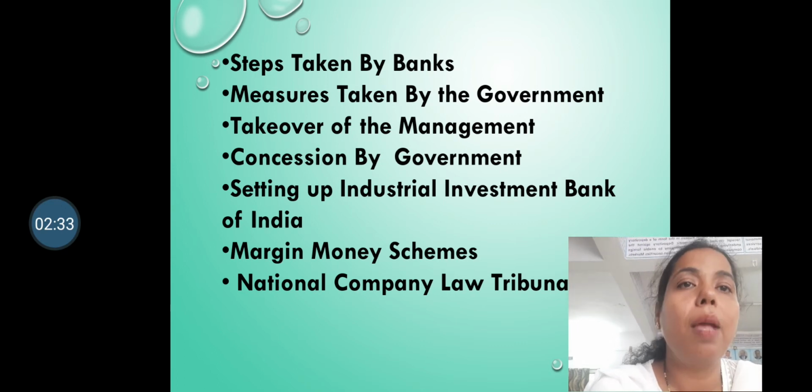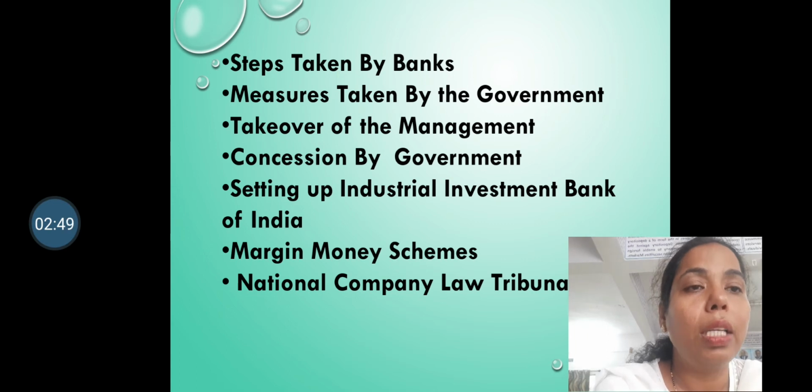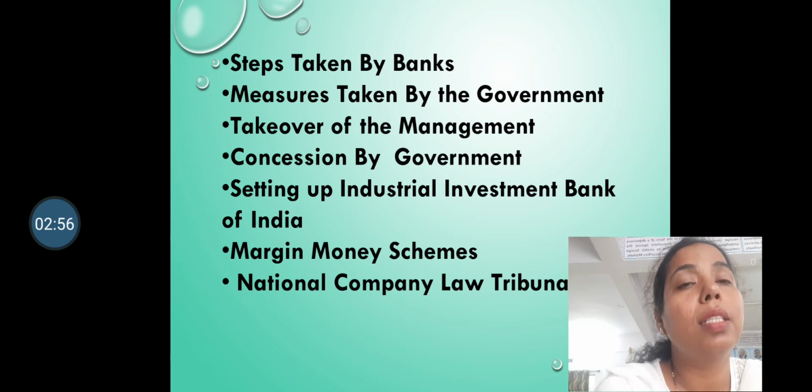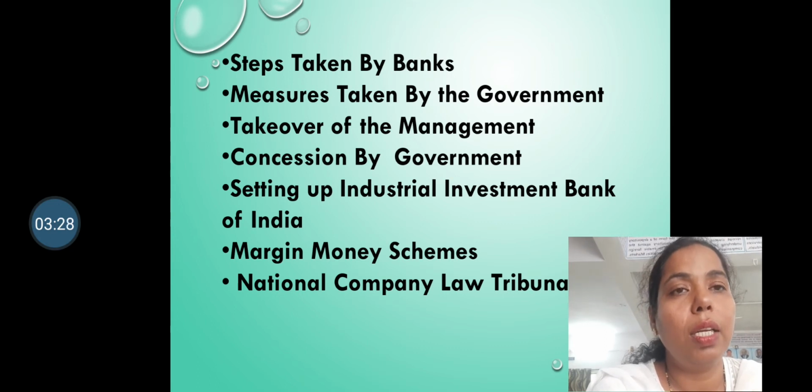The second one is the measures taken by the government. These measures are related with providing certain concessions to the sick units, so that these sick units can be revived. Similarly, the government can provide assistance to another unit which is taking over the charge of such an industrially sick unit, or tax concessions to the healthy unit which is actually taking over the industrially sick unit. Such measures taken by the government can help in dealing with industrial sickness.